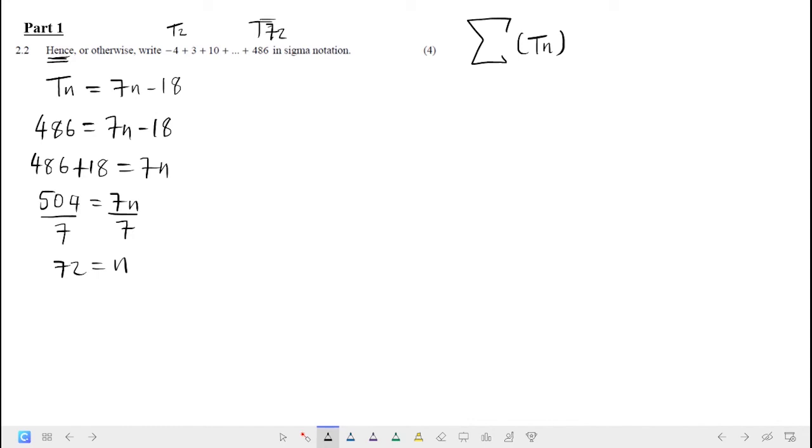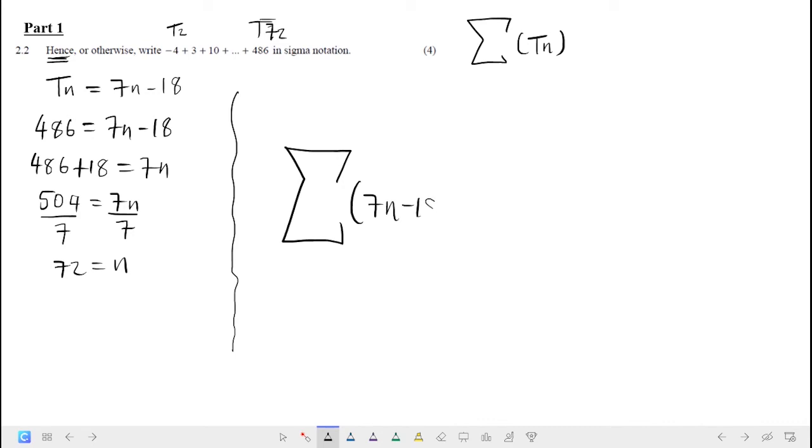Now what are we going to do from here? We're going to write this series in sigma notation. In sigma notation, it is going to be the sum of Tn, which is 7n minus 18, from n equals 2, because remember, minus 4 is the second term, up until n equals 72, and now this becomes our answer.